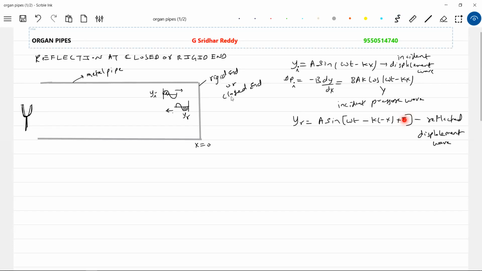Can you remember these things? Phase change of pi, why? Because it is reflected by a rigid end. Why negative sign? Because after reflection, the reflected wave will move towards the left. So therefore negative sign. So this will become yr is equal to minus a sine(omega t plus kx). Then I want the reflected pressure wave, minus b dyr by dx. This should be equal to, so what is the equation? We'll get it here.